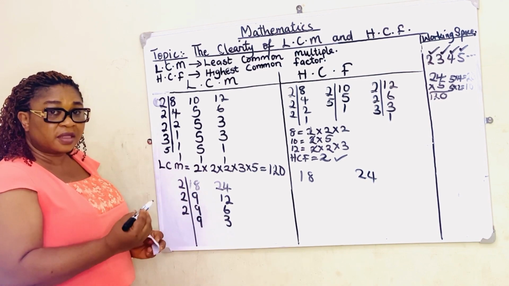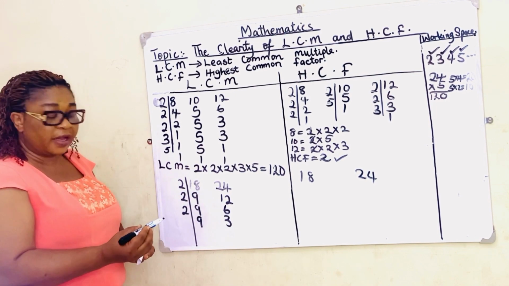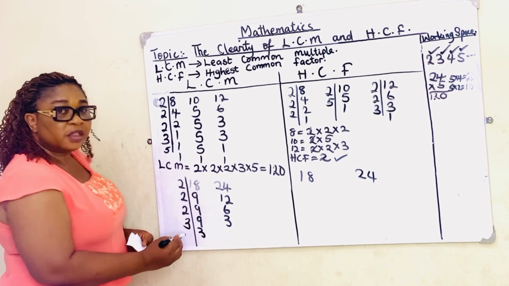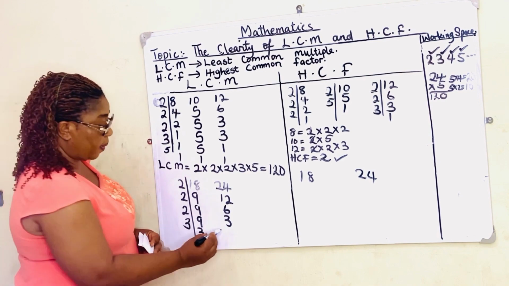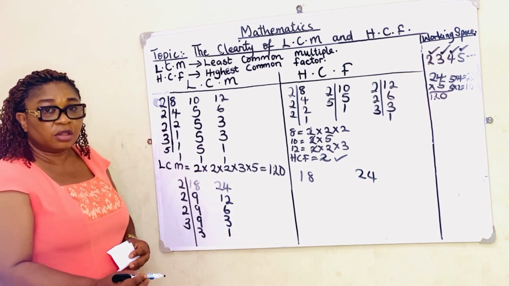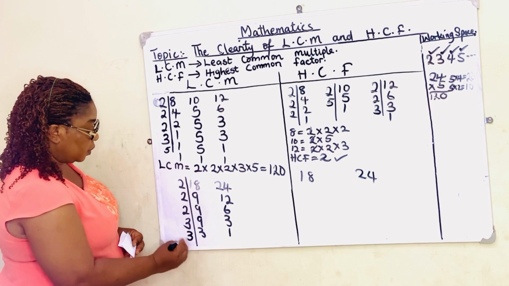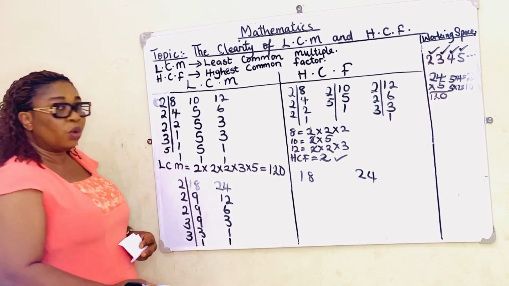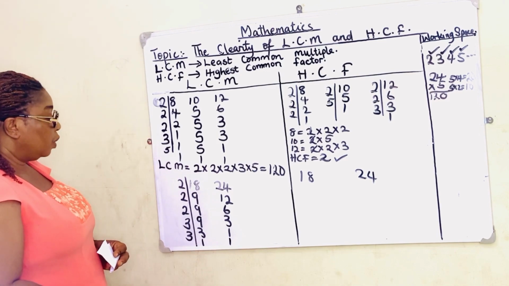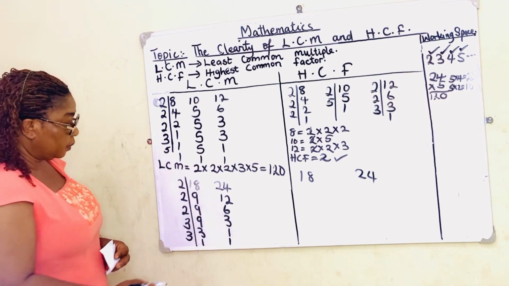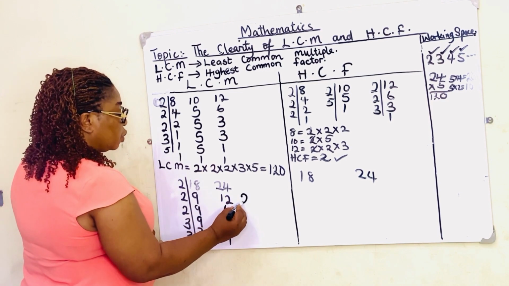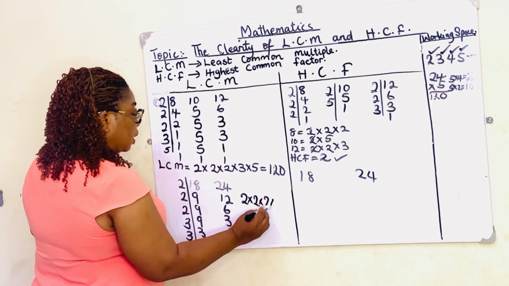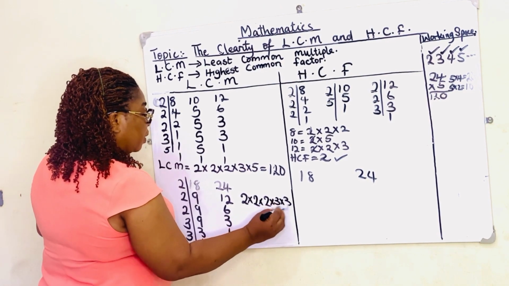The next number is 3, and 3 can divide. 3 divide 9 will give us 3. 3 divide 3 will give us 1. 3 can still divide. 3 divide itself will give us 1, and this one is there, 1. So the LCM is 2 times 2 times 2 times 3 times 3.